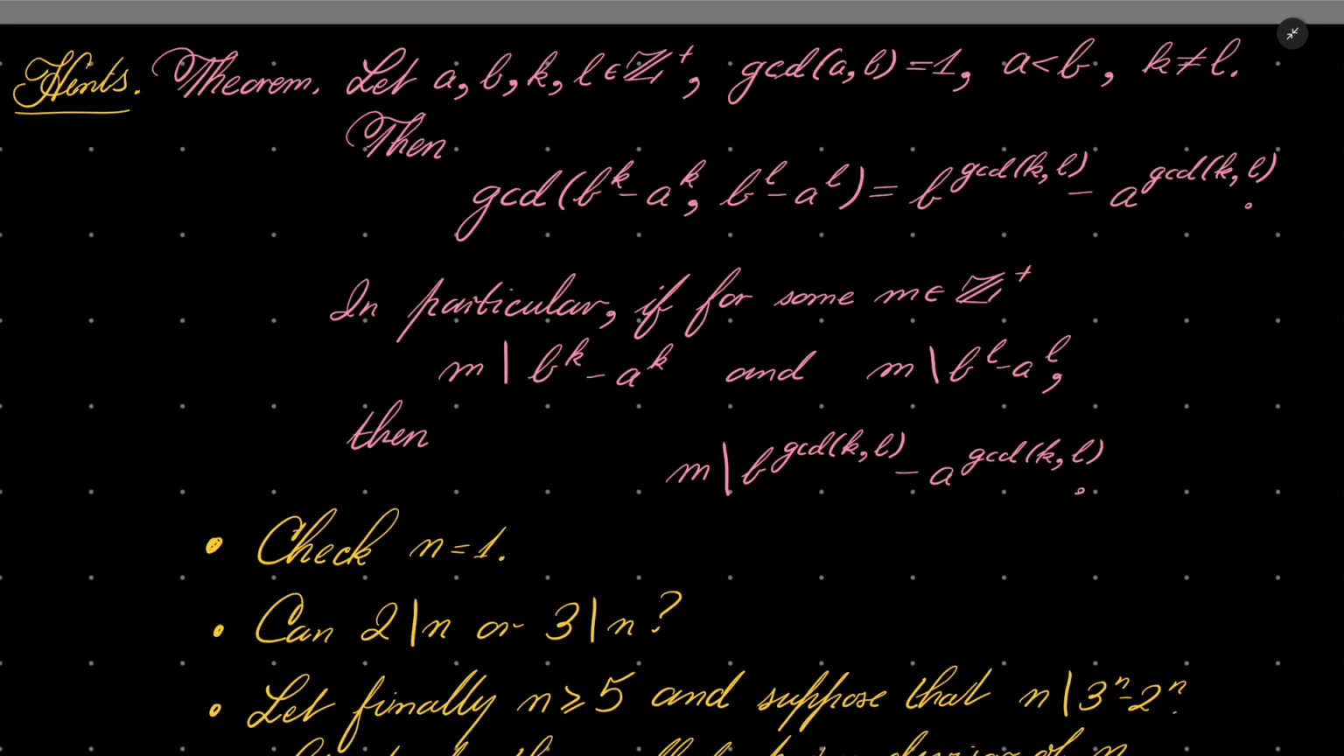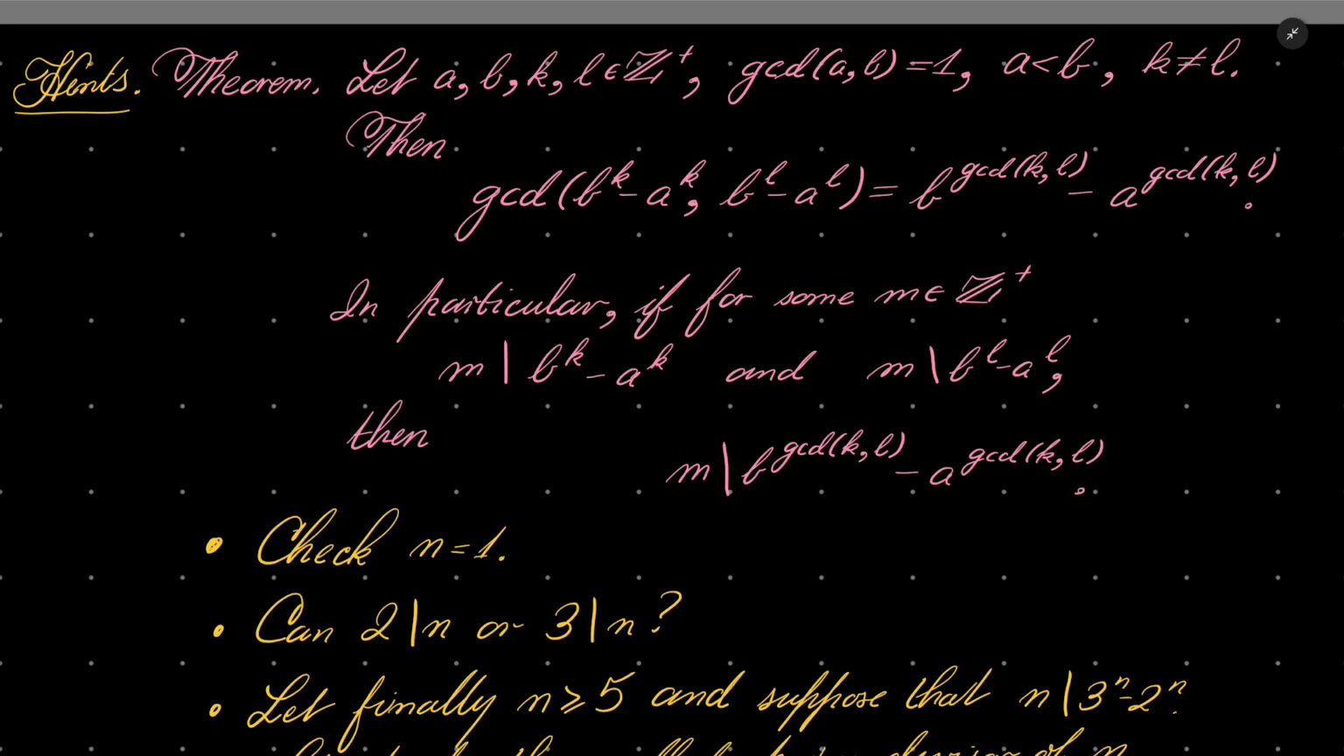In particular, this theorem has one important consequence: if we have some positive integer m, or non-zero integer for that matter, and if m divides b to the power of k minus a to the power of k, and at the same time m divides b to the power of l minus a to the power of l, well, then it divides the GCD of these two numbers, and so, because of our equality, m also divides b to the power GCD of k and l minus a to the power GCD of k and l. So this is a general theorem which we'll use.